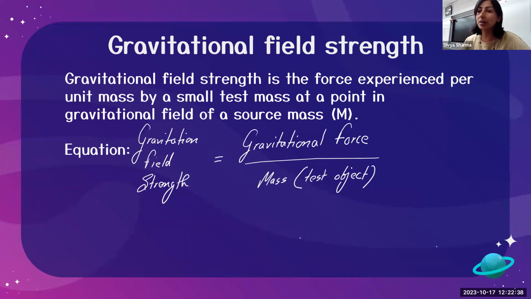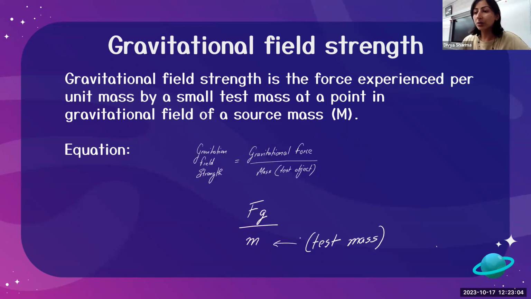Okay, so if you are thinking about the gravitational field strength experienced by a satellite around Earth, the satellite becomes your test object, and Earth becomes your source object. Then the field strength experienced by the satellite will be the gravitational force divided by the mass of the satellite.